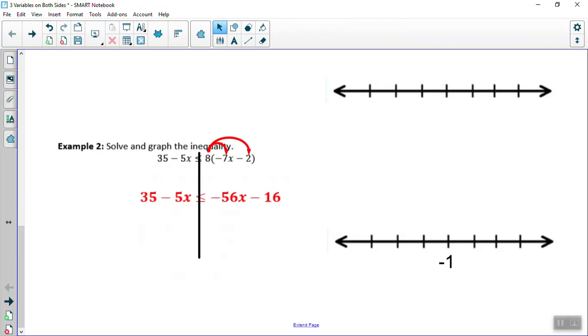Alright, now I look for like terms. I've got one constant and one variable term, cannot combine. One variable and one constant, can't combine. Now I can start moving things from one side to the other. I need to get my negative 56x over here with the negative 5x. I want my x's to be on the left side. So I'm going to move my negative 56x by adding 56x to both sides.